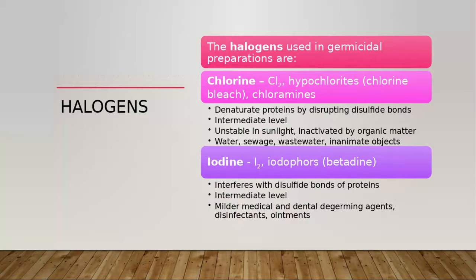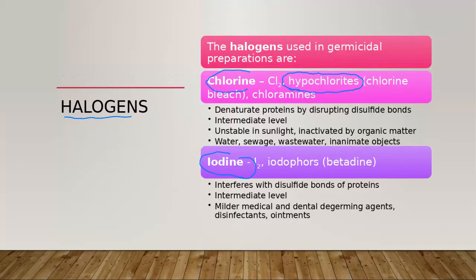So the halogens include chlorine, iodine, and fluorine also, but usually fluorine has a very high toxicity to our body, so it is less used compared to chlorine and iodine. For example, chlorine bleach like hypochlorite is used for water disinfection. Many water treatment places use this hypochlorite, or it may be used in a swimming pool, for example.